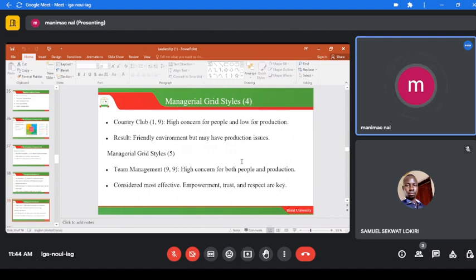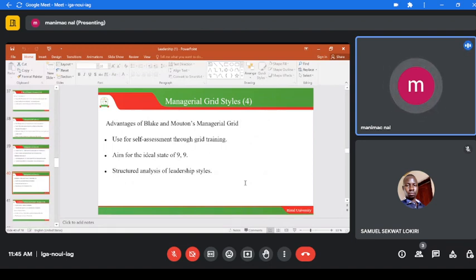low for production. So the result is a friendly environment, whereby people are comfortable, a conducive environment, but they have production issues. So on the managerial grid number 5, team management, which is 9 to 9, it also looks at the consideration of effectiveness, where we need to focus on empowerment, and we also need to focus on trust and respect, which could be the key issues. Okay.